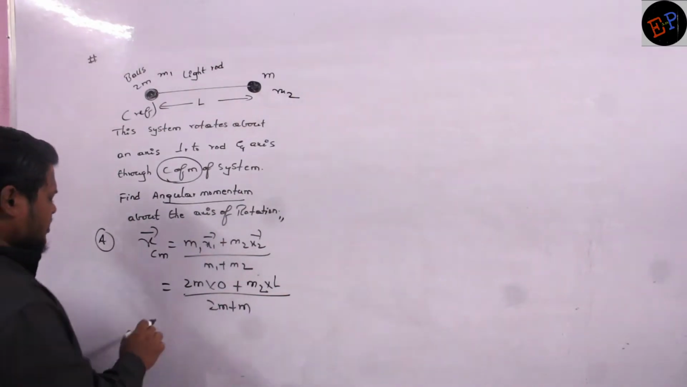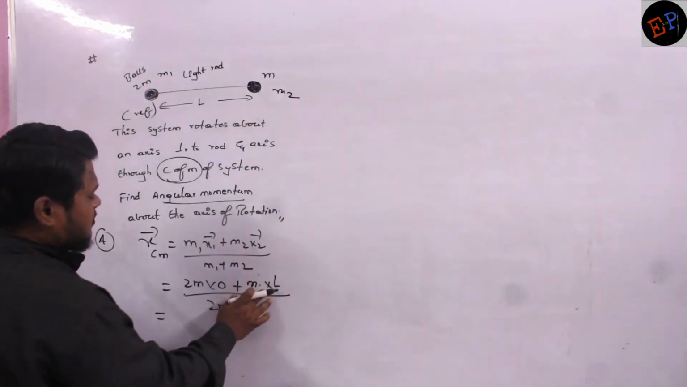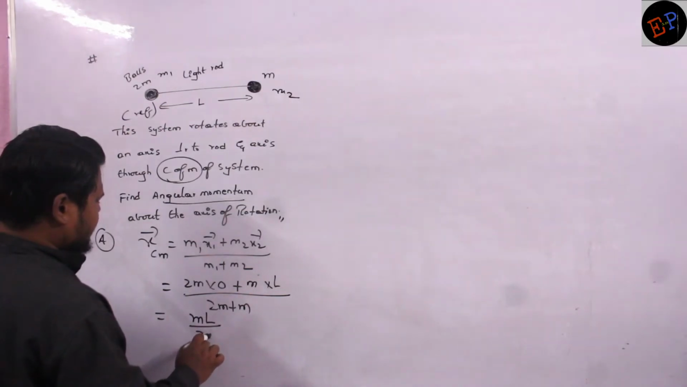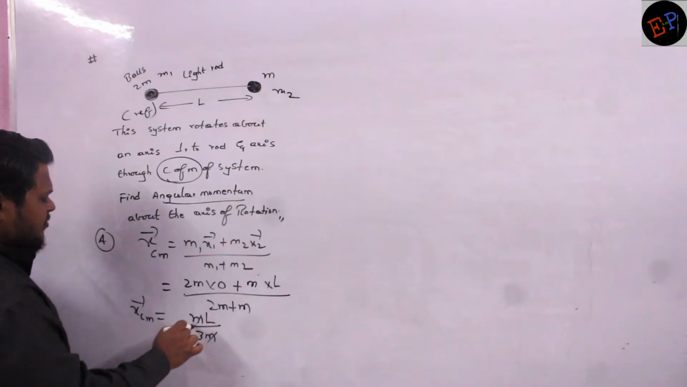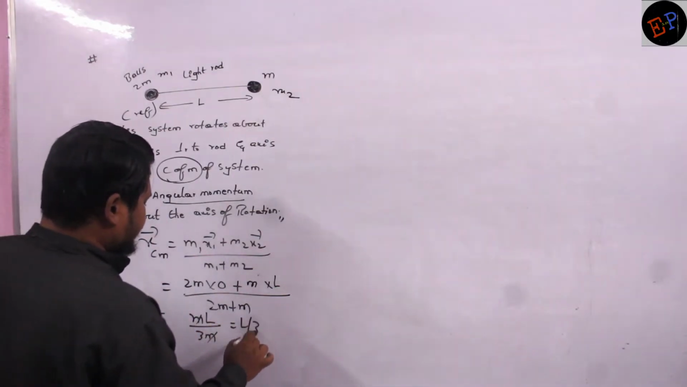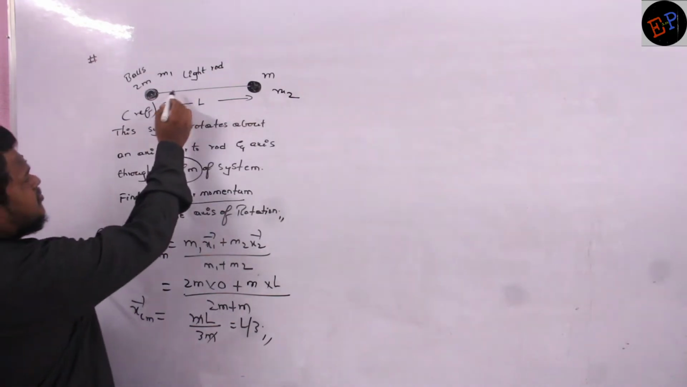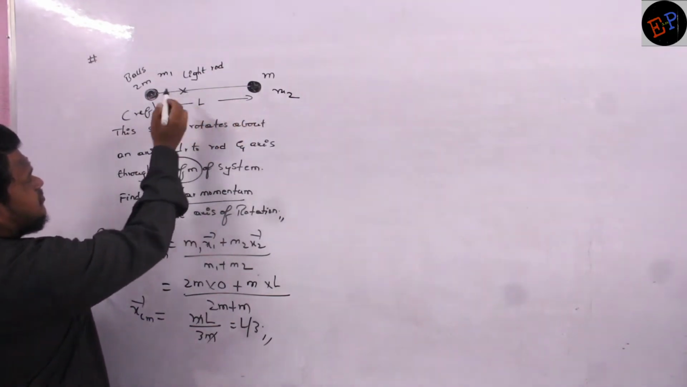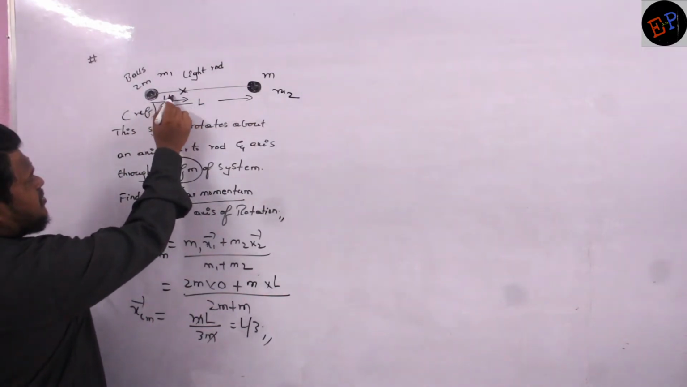So therefore, how much it is? This is m, no? So m into L divided by 3m. So this is x center of mass. So if m gets cancelled, L by 3. Okay, ma? L by 3 means where? Somewhere here, no? Total length is L. So L by 3 means somewhere here. Okay. So this distance I can call L by 3.